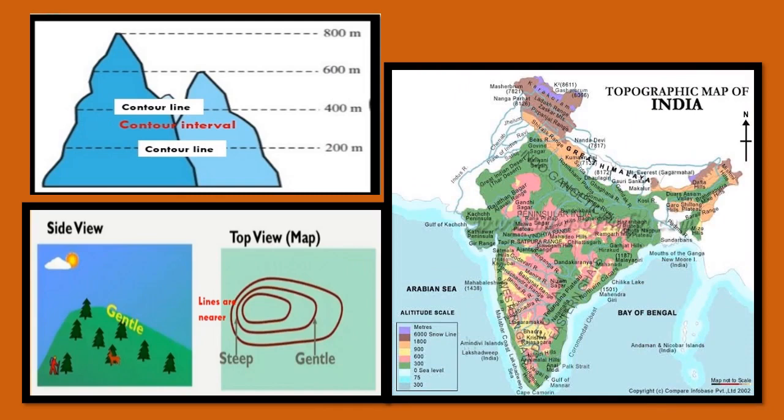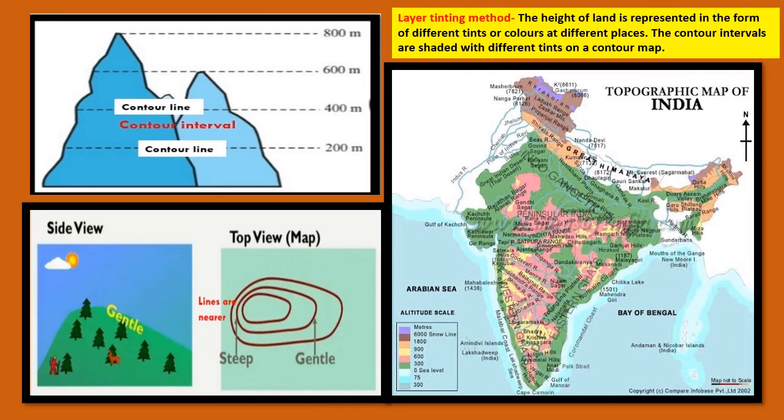So the next method we are going to learn is the layer tinting method, which means that the height of the land is represented in the form of different tints or colors at different places. Usually, a topographic map has many shades of colors. So children, remember that the different tints or colors are shaded on the map as per the height of the land or the elevation of the land.